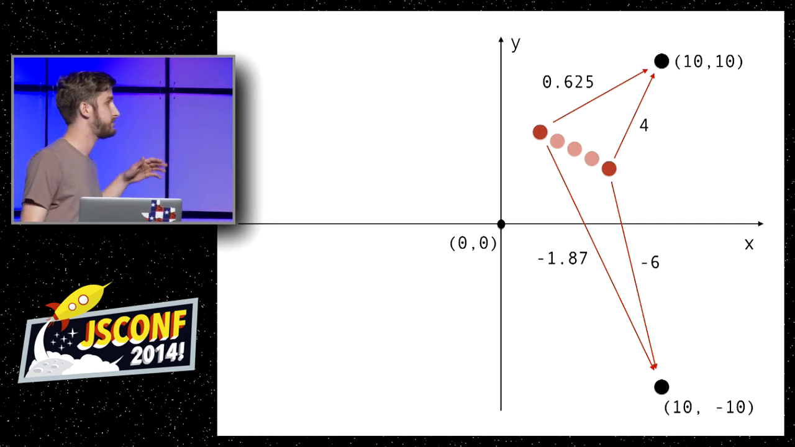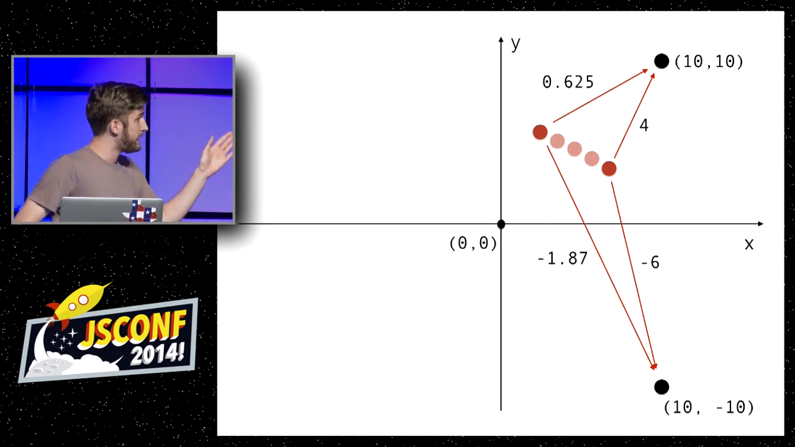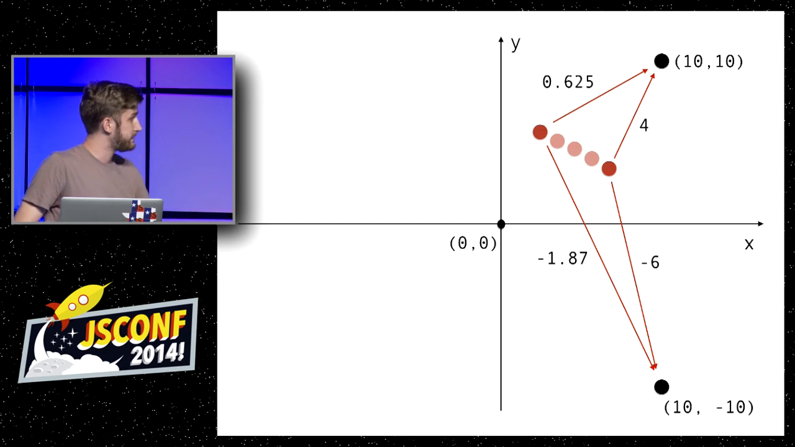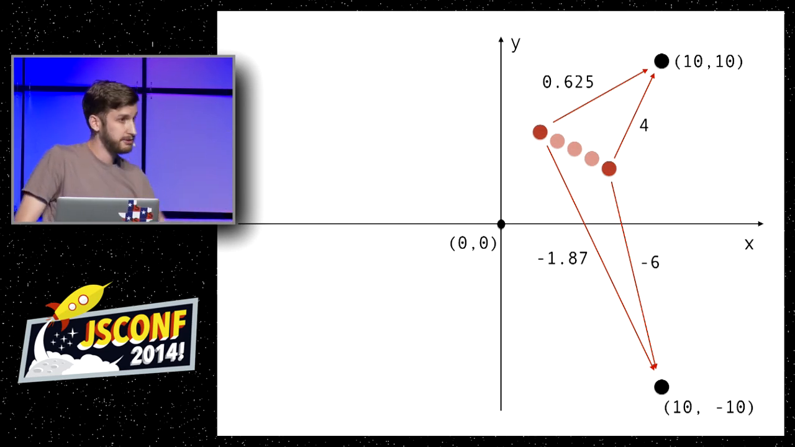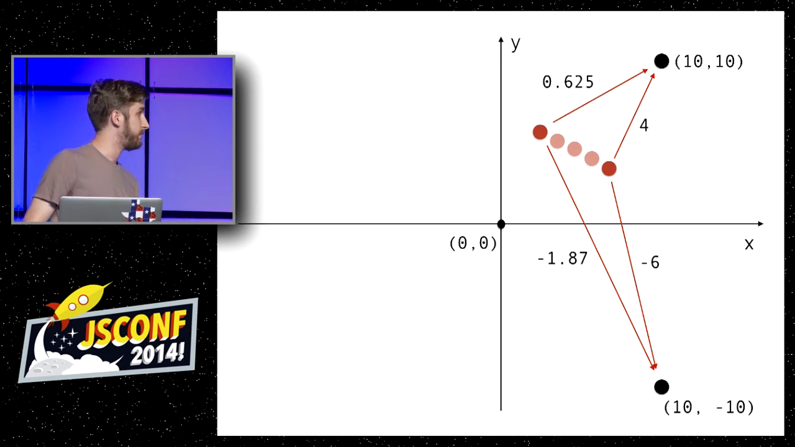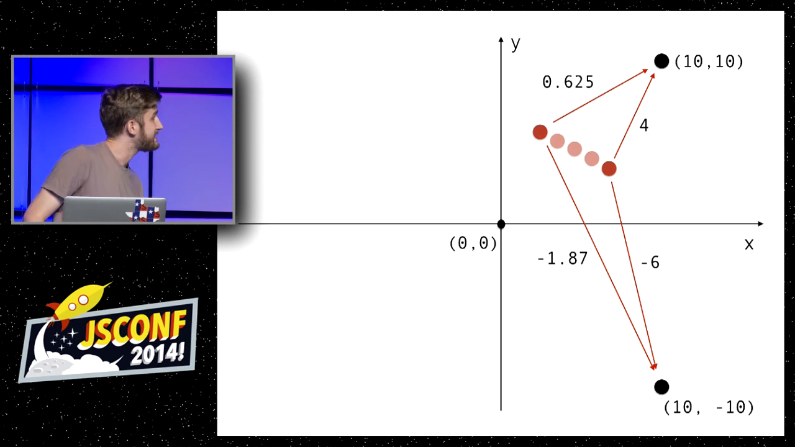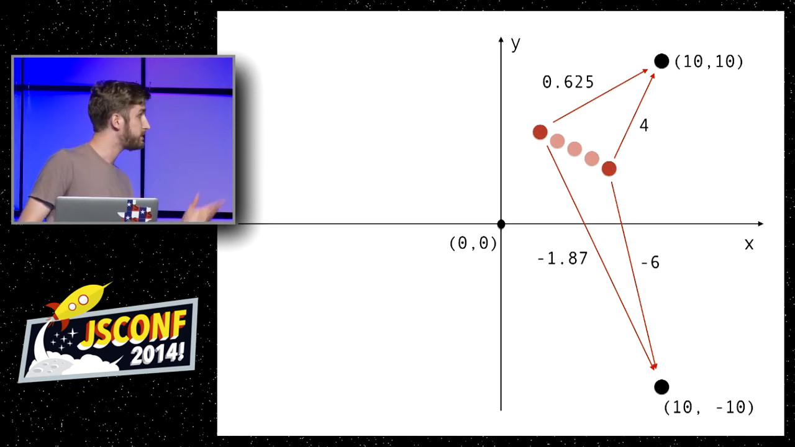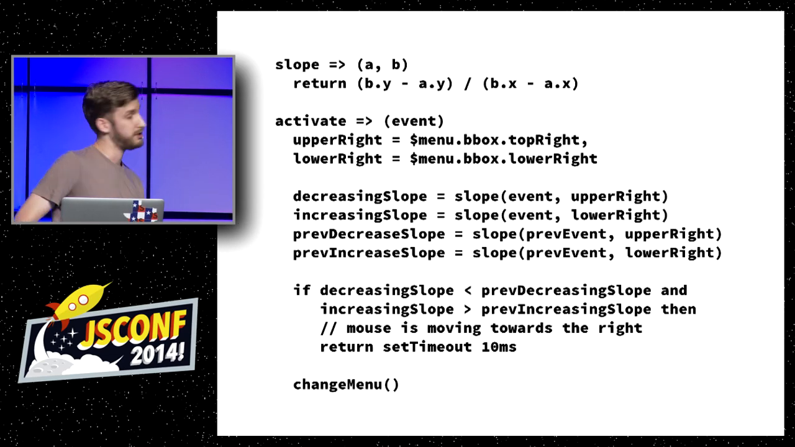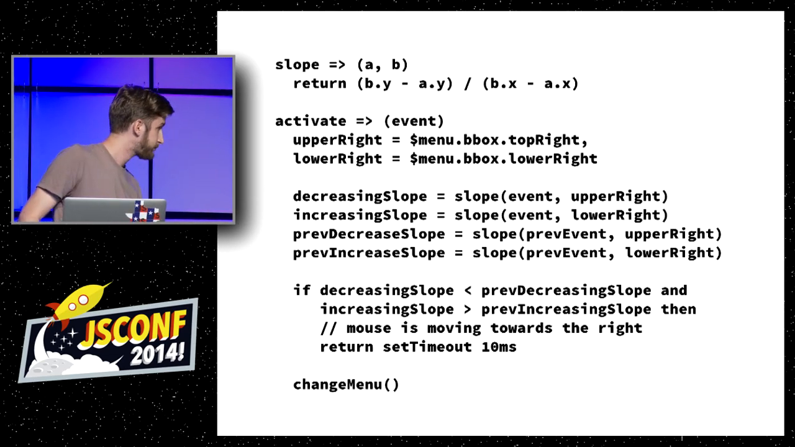As it nears perfectly vertical, you're nearing infinity. So as long as that number is increasing on the increasing slope, and as long as it's decreasing on the decreasing slope, we can safely guess that the mouse is moving towards the right. If the first dot with the slope of 0.625 and 1.87 is the previous event in this algorithm, the second dot is the current event. So here, again, we have the previous event with the previous slope and the increasing slope.